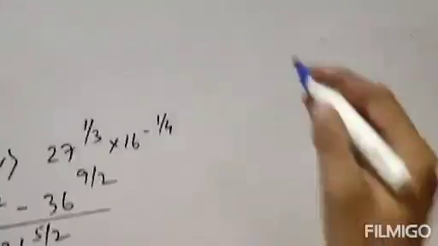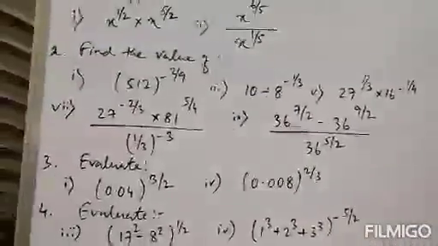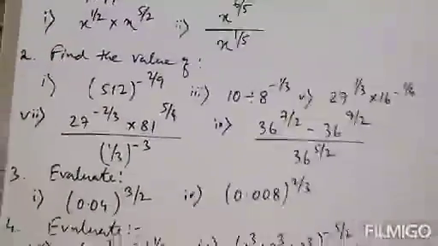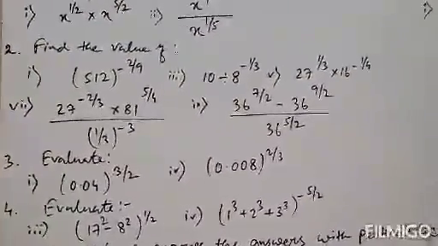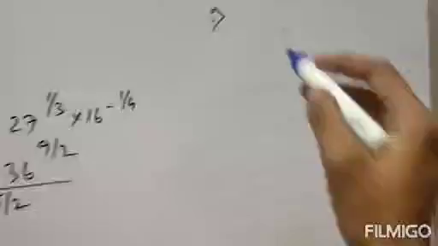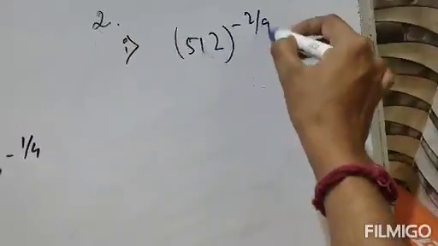Question number 2. First question: find the value of the expressions given. We have to find the values of these expressions. The first question is 512 to the power minus 2 by 9.